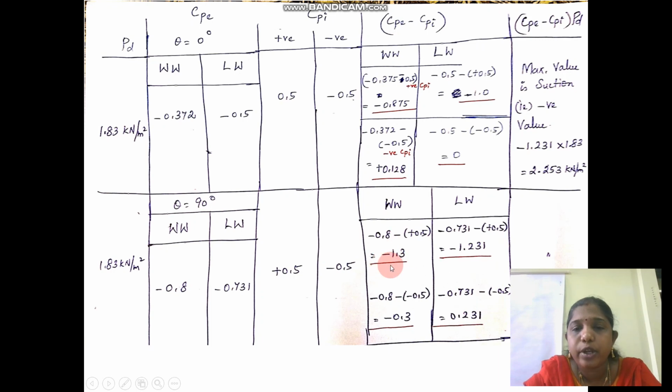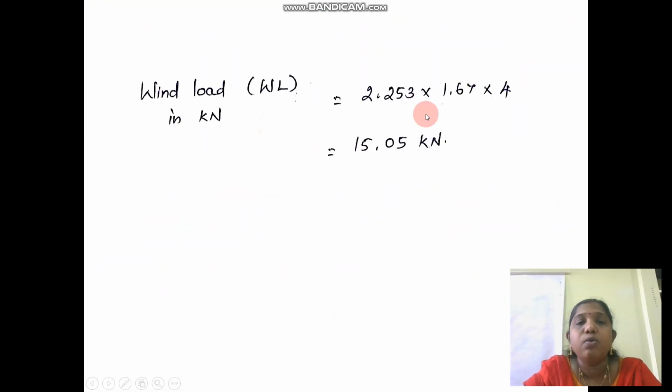So minus 1.3 into area into PD, this is around 2.253 kilonewton per meter square. I have completed the calculations using minus 1.231 into PD, which is around 2.253 kilonewton per meter square. Now, what is the wind load? This is your CPE minus CPI into PD. This 1.67 is the spacing of purlins, correct? And 4 is the span of the purlin. So this is going to be your total load.